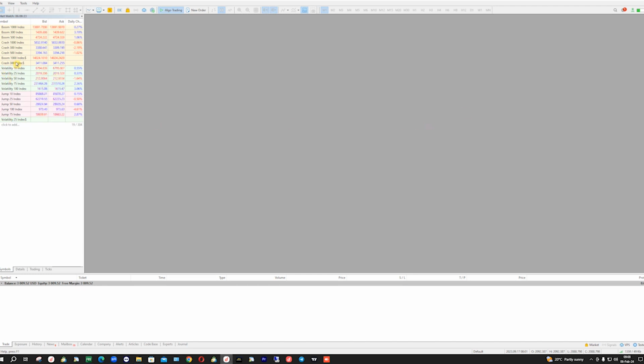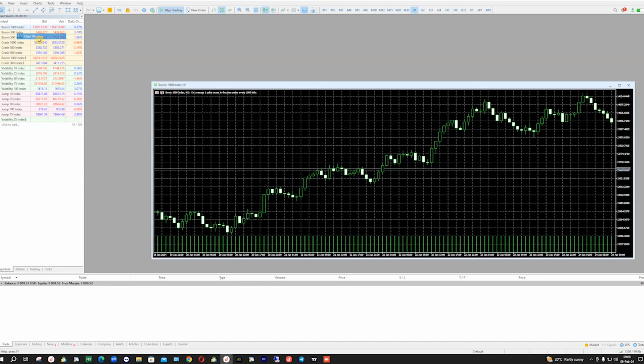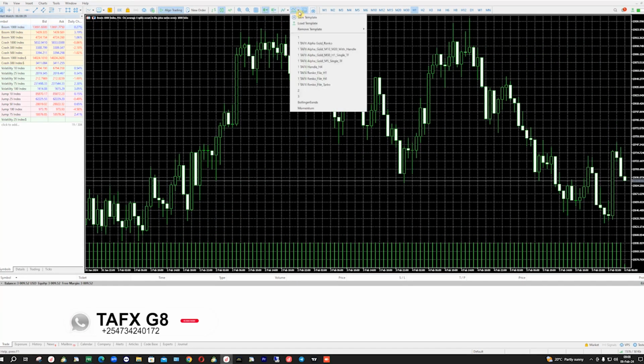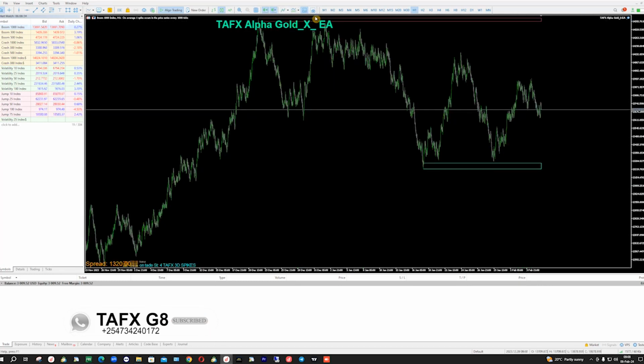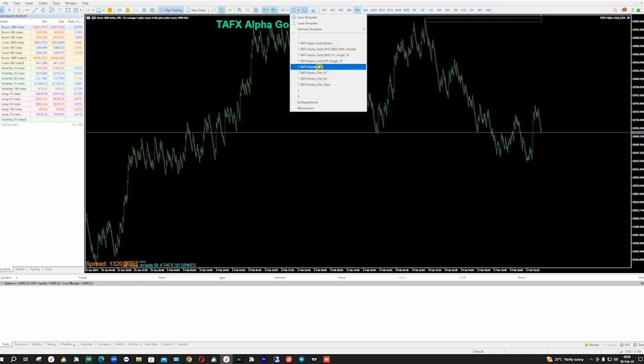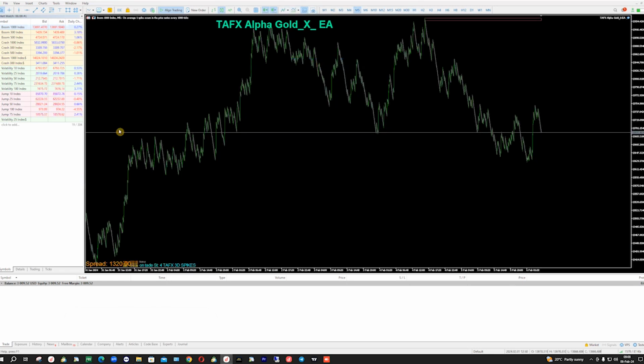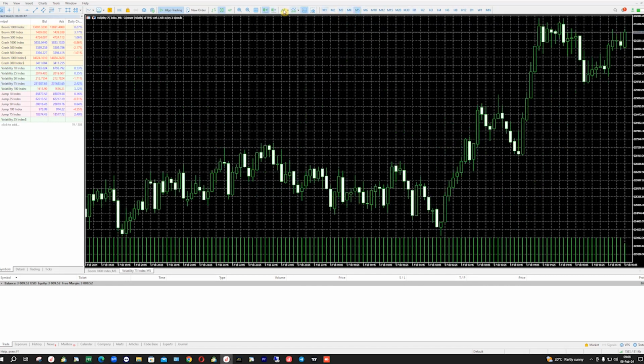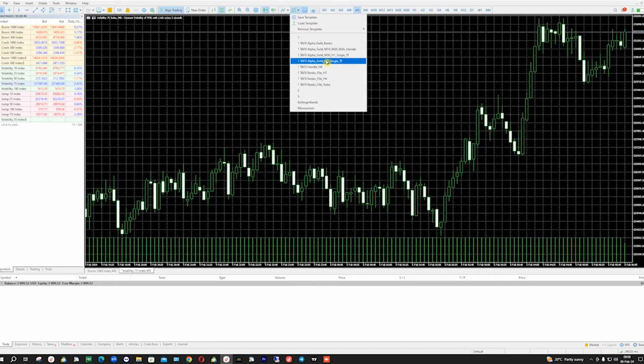So let's say, for example, let us pick this one. This is TFX MT5 Alpha Gold. We have the minute 5 single time frame, so for this one we go to minute 5. Then you attach the minute 5 time frame. Let me open another chart. Let's say you're trading even V75, you go to minute 5. It's very simple. Then you attach a TFX Alpha Gold minute 5 single time frame.